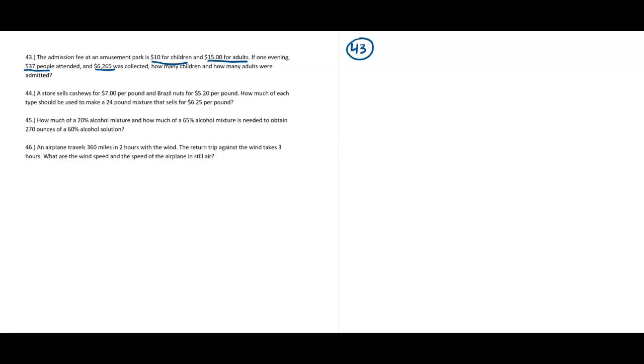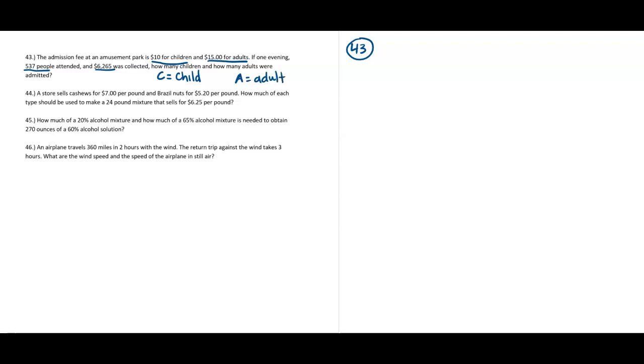Right, so on this one, notice this very last sentence: how many children and how many adults were admitted? That means that we're solving for two different things, right? We want to know how many children, so I'm going to call that C. This is going to be the children's tickets. And then A is going to be the adult tickets.